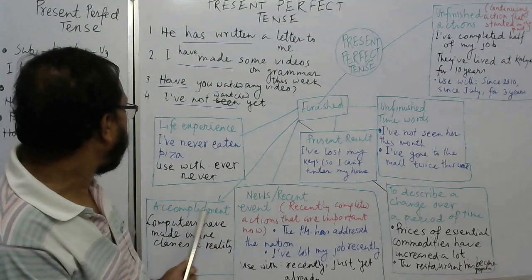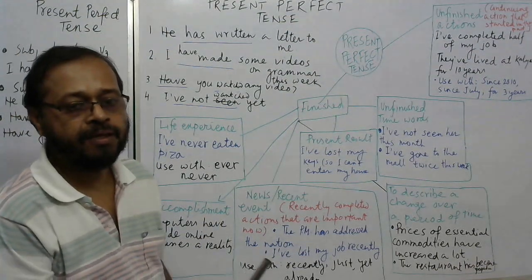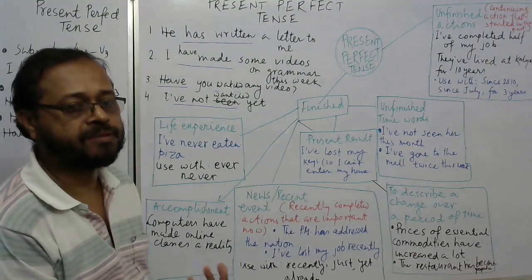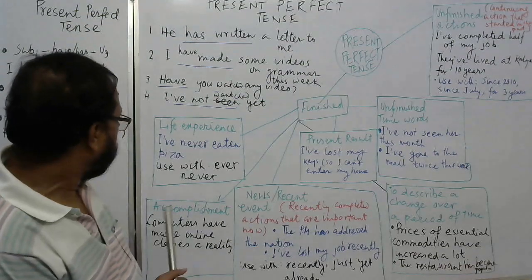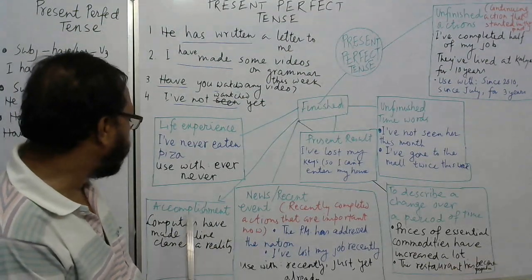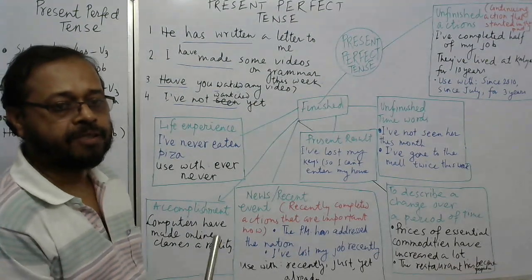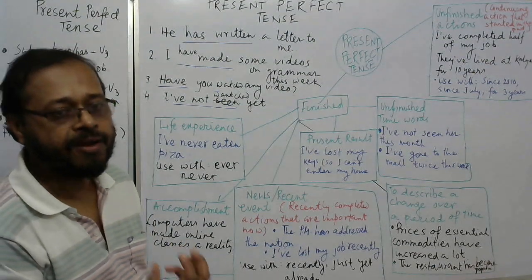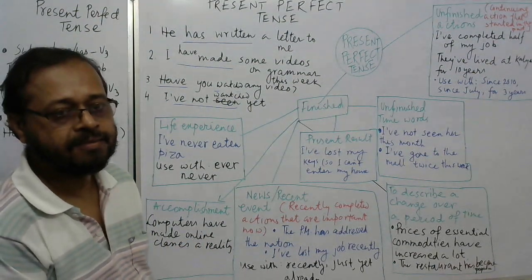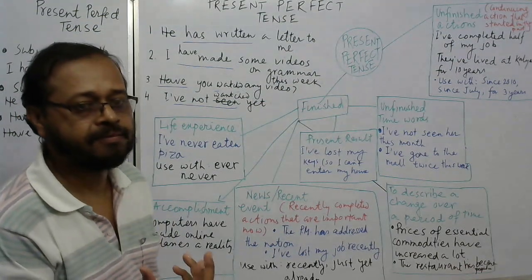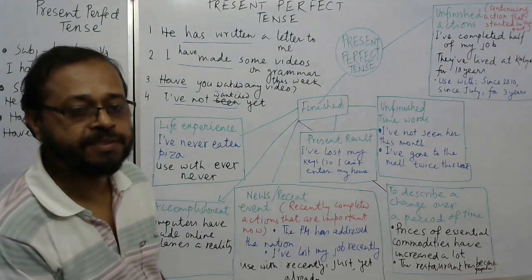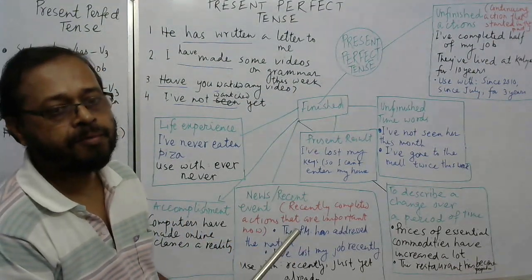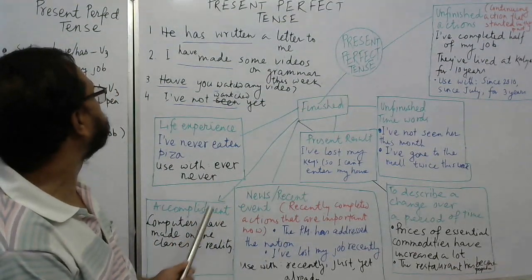Then accomplishment. Accomplishment means that you have done something worthy or something great. Computers have made online classes a reality. The doctors have invented a remedy for the disease. Scientists have proved that. Okay, so these are accomplishments. আমরা যখন এরকম কিছু accomplishment সম্পর্কে বলতে যাব তখন কিন্তু আমরা present perfect এর স্ট্রাকচারটা বসাবো, present perfect tense.